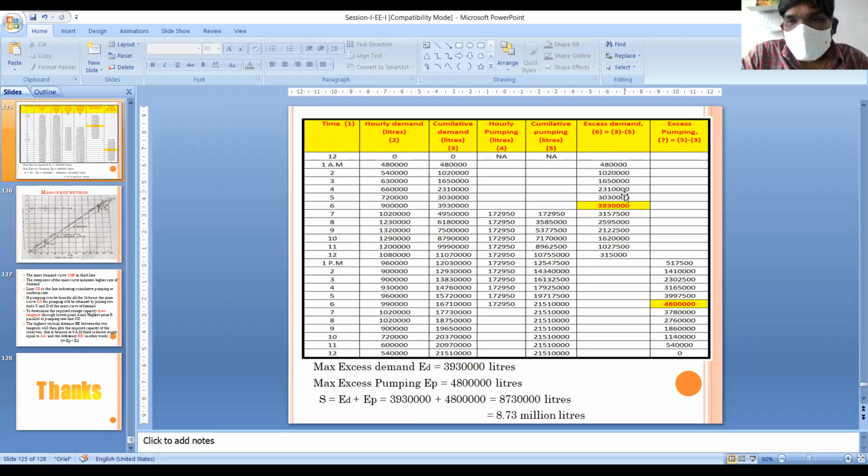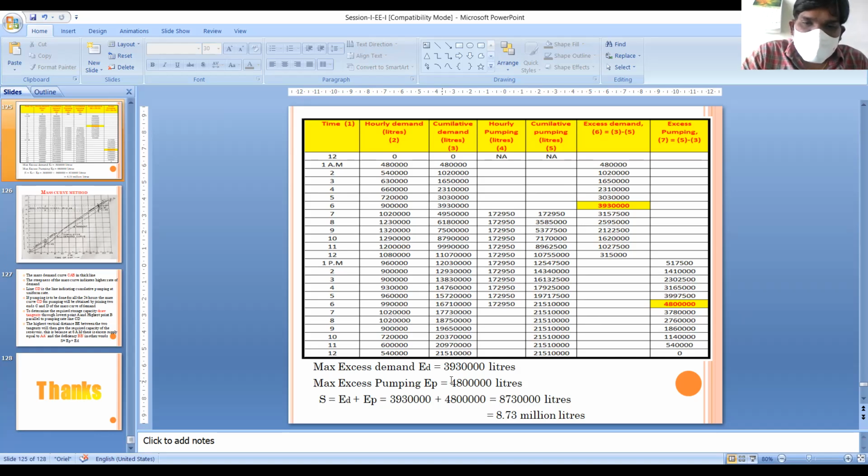Column 3 minus cumulative, how will you get the excessive demand? Simply 3 minus 5. Understand? This is the information, which is already there. The cumulative demand 3,92,000, excessive demand at 6 o'clock. Now excessive pumping is at 6 p.m. Understand? This is about the information.